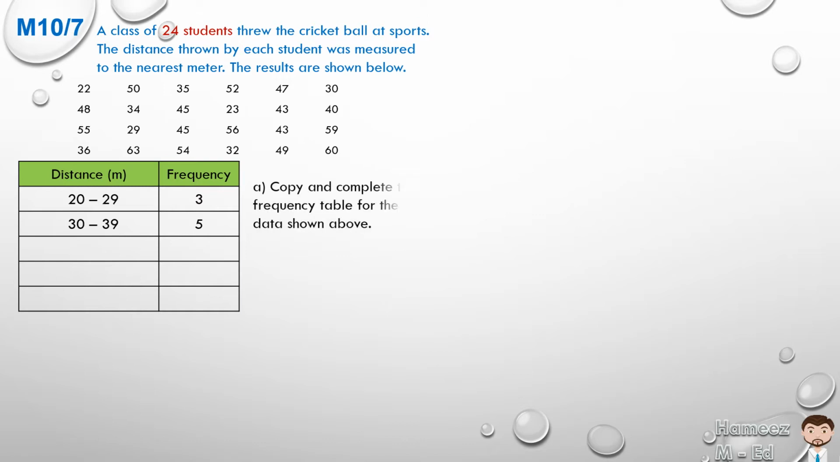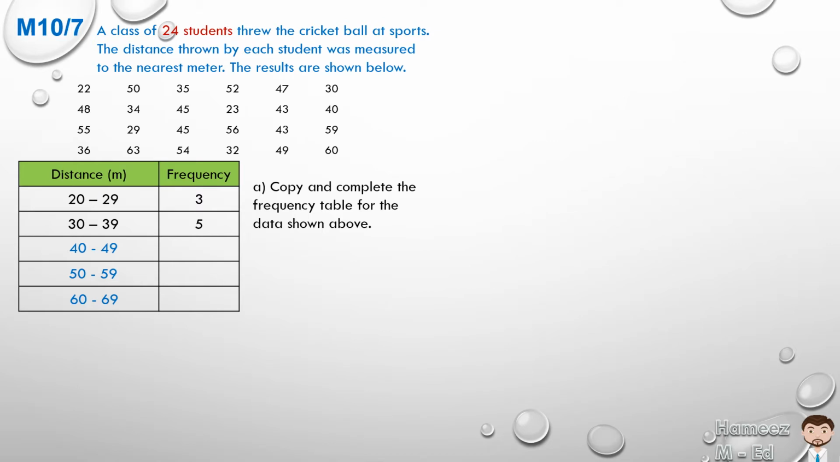So let's look at part A. Copy and complete the frequency table for the data shown above. If we look at this, because of the class intervals, it moved from 20, and if we go vertically downwards to 30, which means that they added 10, so that's the class width. So the next class interval will be from 40 to 49, 50 to 59, 60 to 69, because we must maintain the same class width throughout the entire table. And by looking at the values given above, we can check from 40 to 49.